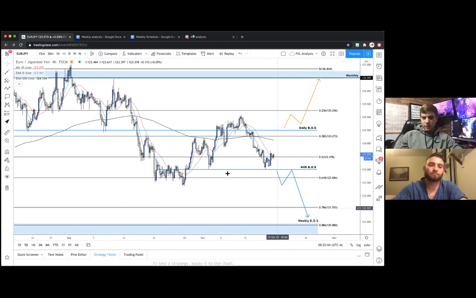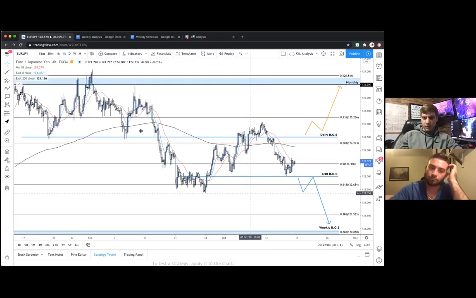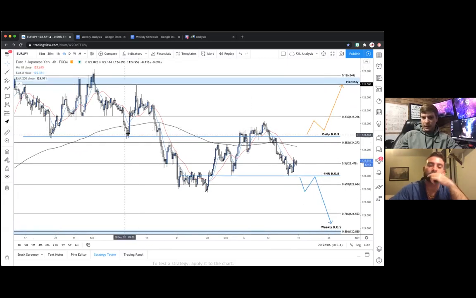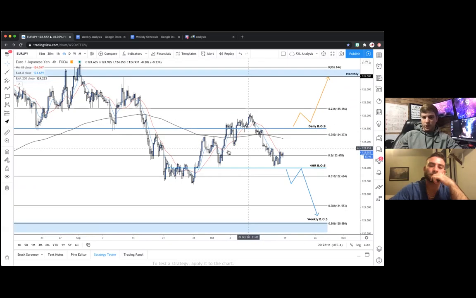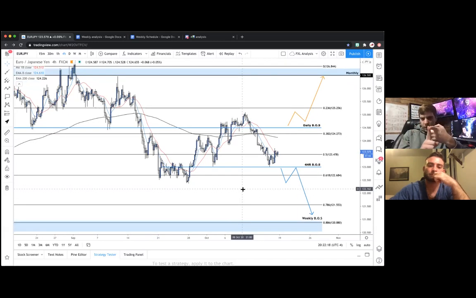Weekly is bullish. Daily is bearish because we broke this higher low here. This daily higher low, we broke it, retested it. Daily is bearish. Then the 4-hour is bullish. Okay, we broke this lower high, got a higher low. So just keep in mind, weekly bullish, daily bearish, 4-hour bullish.